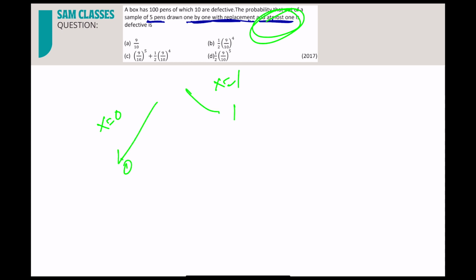At most means maximum 1. At most means max 1. So max means it can be 0, it can be 1 also. It can't go beyond 1. So for 0, what will be the value?